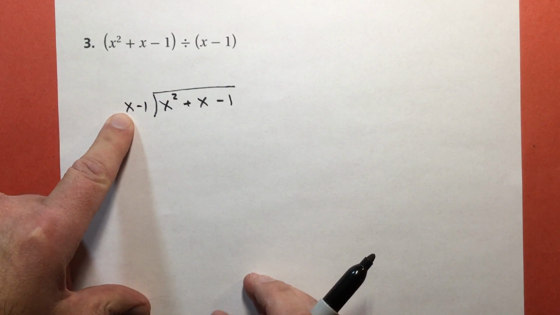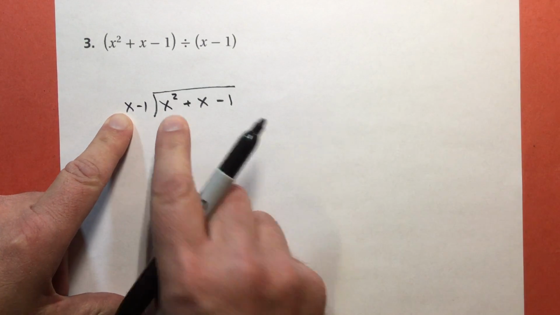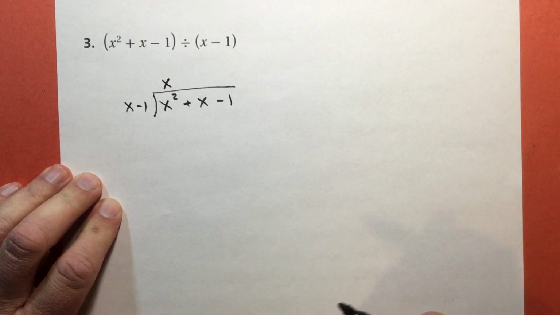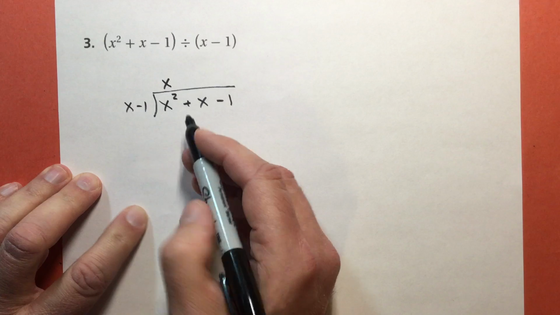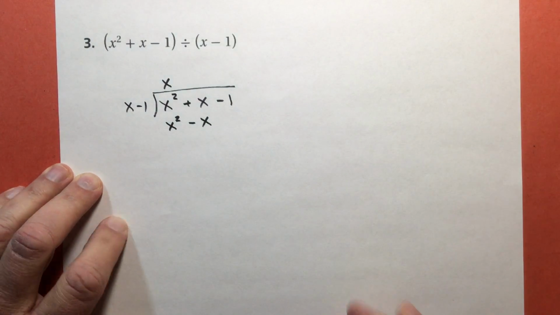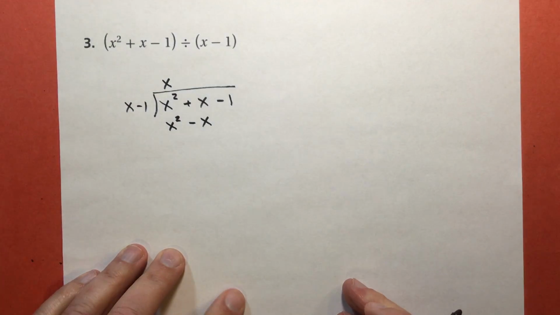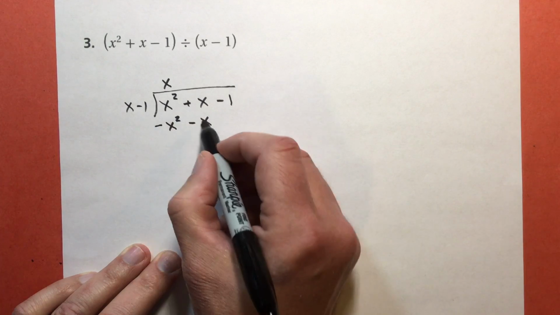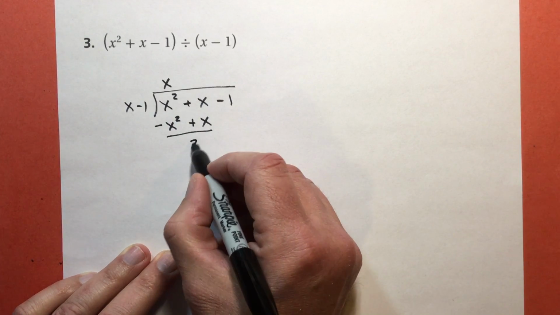What do I multiply that x by that equals x to the second power? Another x. So I'm thinking x times x subtract 1. That's x squared subtract x. I'm going to subtract this, so I change the sign, and get 2x.